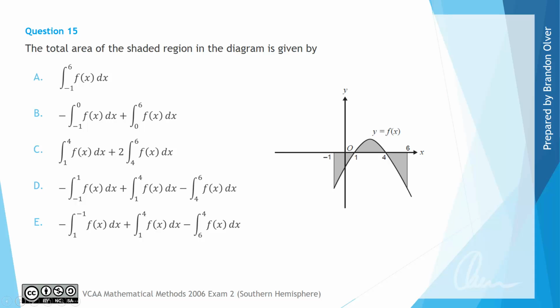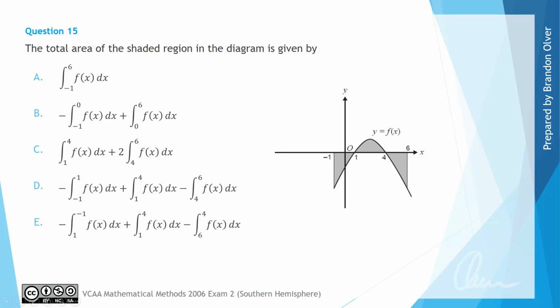For question 15, we're asked the total area of the shaded region in the diagram below is given by one of the following options. From the diagram, we can quickly observe that there's two regions that are below the x-axis, so their integrals, unless we change them, would have negative signed area associated with them. So we need to look through these options and work out which one adds up three positive quantities for the area.